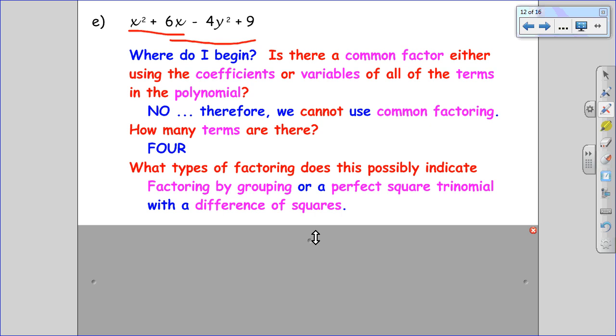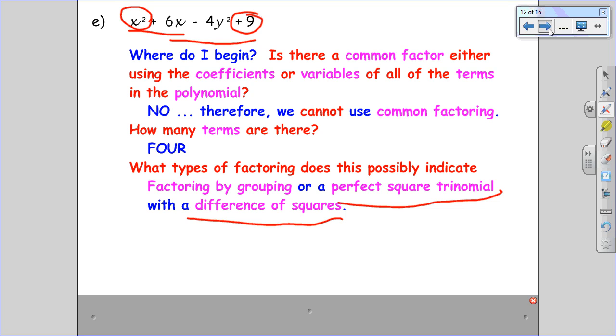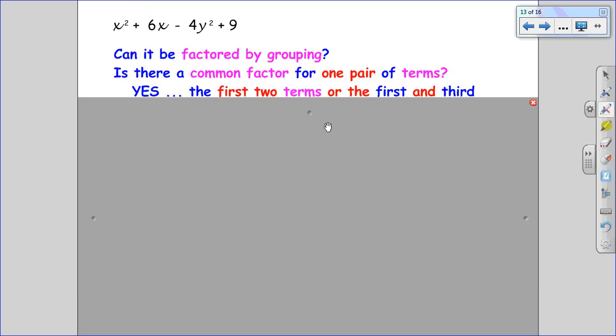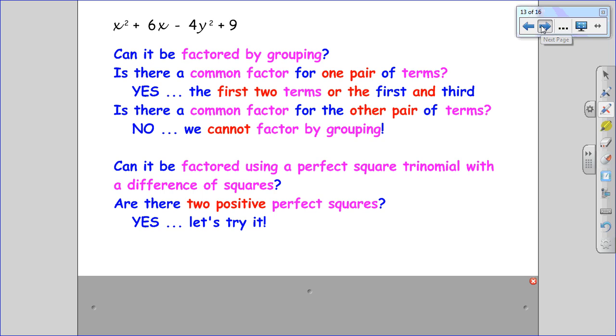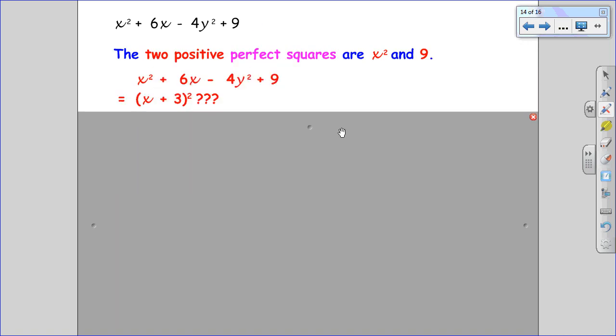Now, what do I have to look for now? All right, that perfect square trinomial with the difference of squares. That's what I'm looking for. Do I see two positive perfect squares? Most definitely I do. I can take the square root of 9, and I can take the square root of x squared. So I'm going to try and work with that. So the square root of x squared is x, and the square root of 9 is 3. So I'm going to drop that in there.